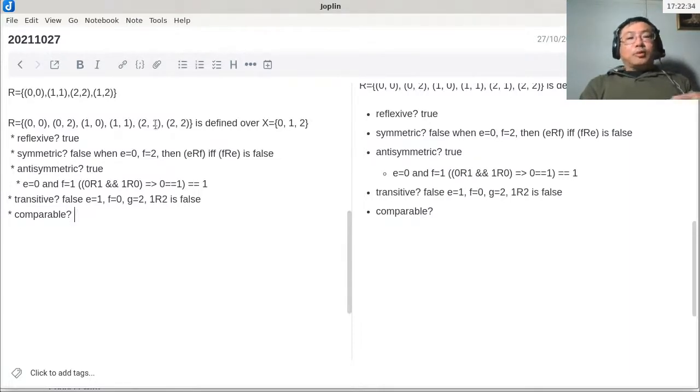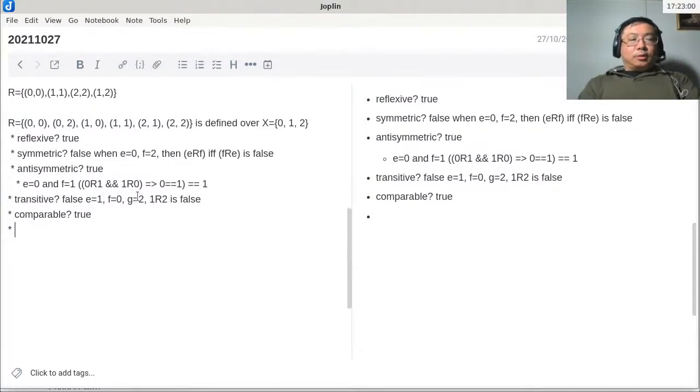Now we move on to 2, so we can see how 2 relates to 0, or 0 relates to 2, because it only needs to be one or the other. And we can see that 2 relates to 1, 2 also relates to itself. So this one is actually indeed true, it is comparable. Are we good so far? Does everybody understand why this particular R is comparable?